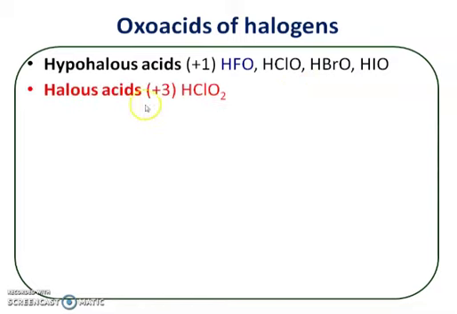Then halous acids. In halous acid, oxidation state is +3. For example, HClO2. In HClO2, oxidation state of chlorine is +3. This is the only stable halous acid. Its name is chlorous acid, HClO2.